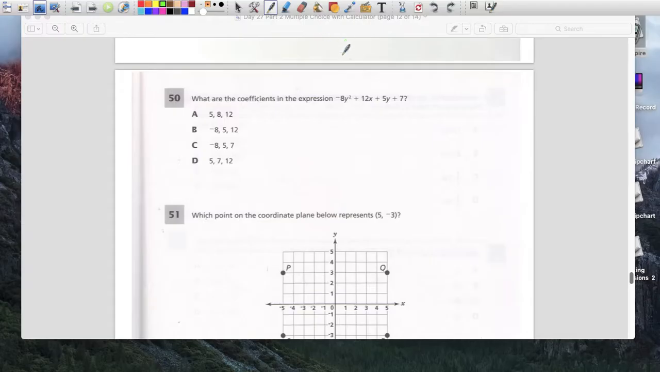What are the coefficients? Coefficients are the numbers multiplied to the variable, so we got 8, 12, and 5. Not this one, because that has a 7. And negative 8, 5, and 12.